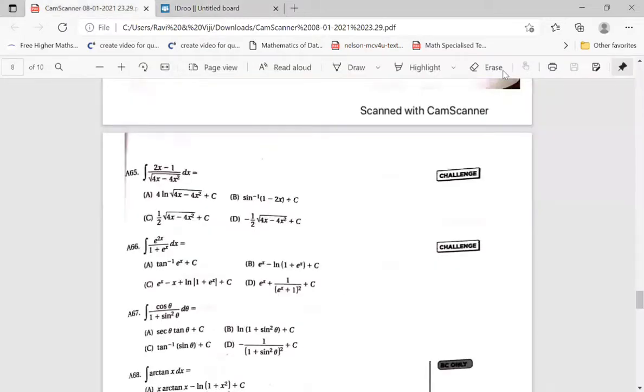Let's see which option is correct. You can see that he has kept it that way only. He has not changed actually. Minus of 1 by 2 root of 4x minus 4x squared plus c. So he has not changed. So option D is correct.